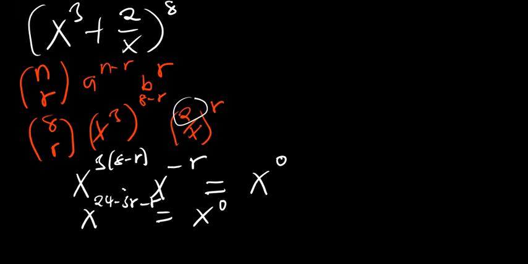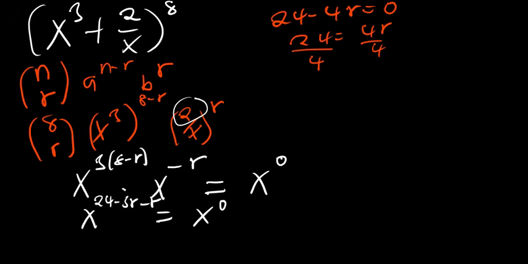So when I have this, guys, I definitely know that the bases are going to cancel out. I will equate the powers equal to each other. 24 minus 3r minus r is equal to 0. So shift 4r to the other side, you have 24 is equal to 4r, divided by 4, divided by 4. These will cancel. r is equal to 6.